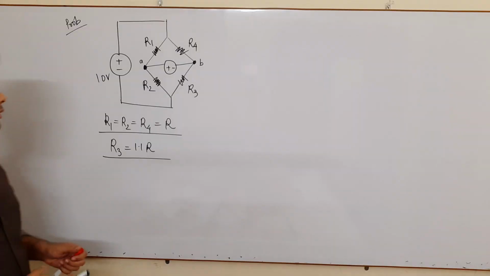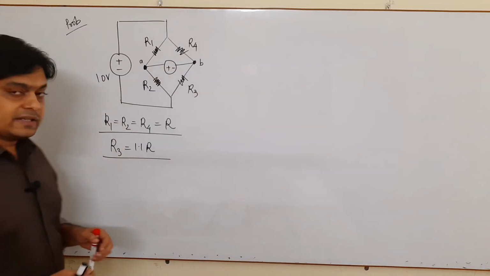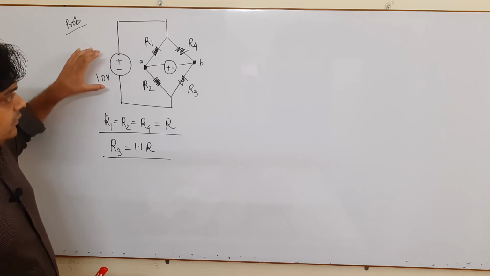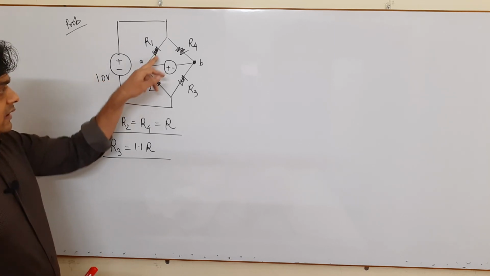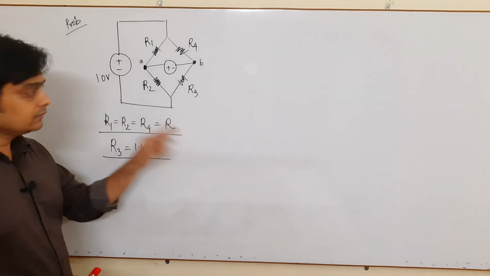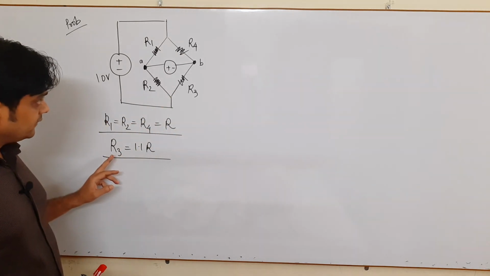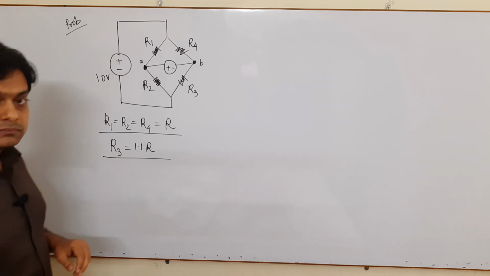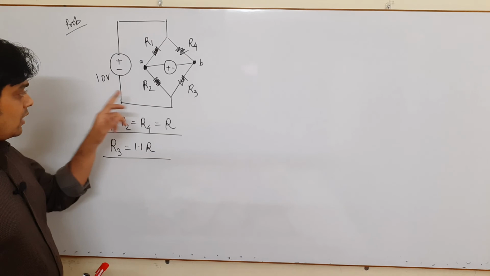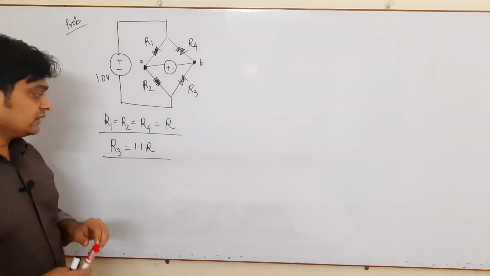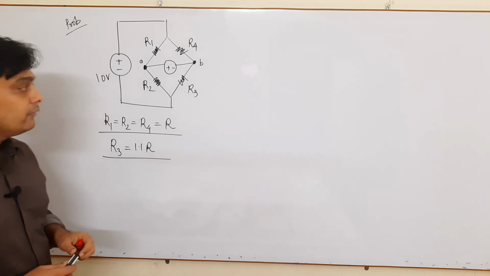Okay, so this is our next problem. This problem was asked in GATE. These are the resistances R1, R2, R3, which are mentioned as R. Very important thing, the value of R3 here is 1.1 R. R1, R2, R4 are mentioned as R, and the value of R3 is mentioned as 1.1 R.